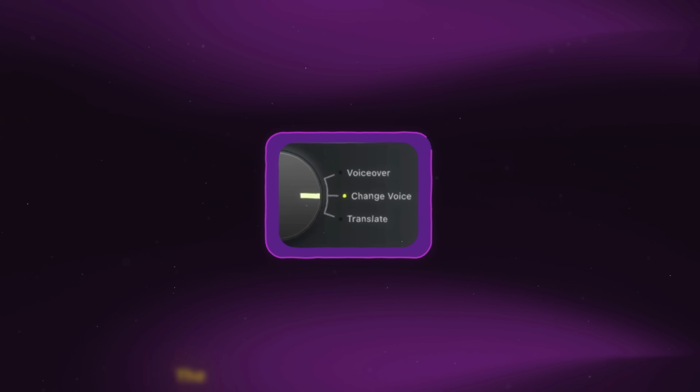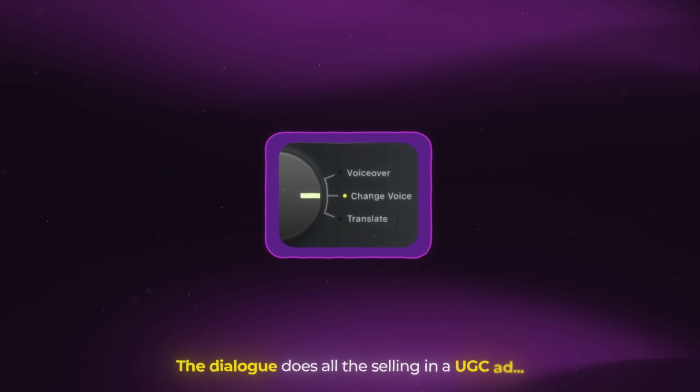There's just one thing in that UGC ad that you'd normally have to regenerate the whole video to change, and the next tool fixes it in one step. And that one thing is the voice, because the dialogue does all the selling in a UGC ad, so you don't want to be stuck with the first voice a generation gives you.